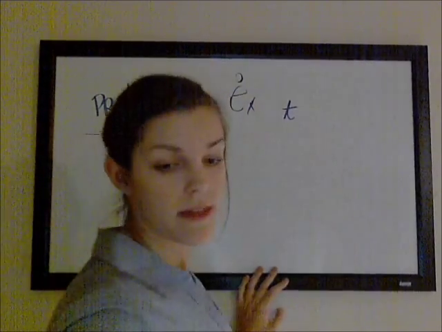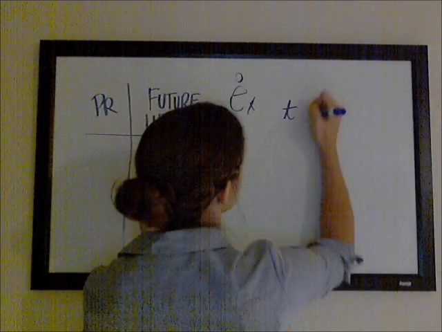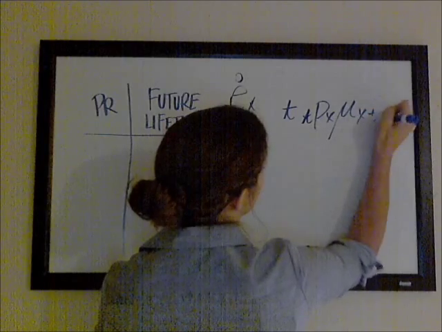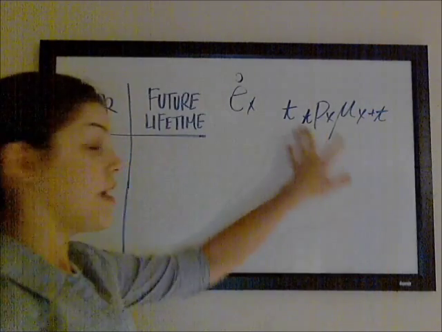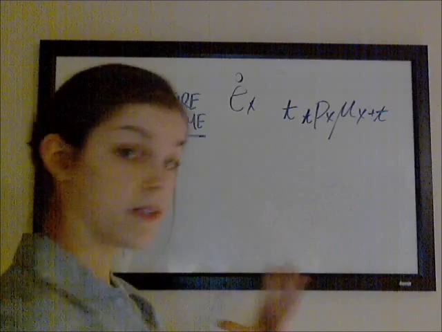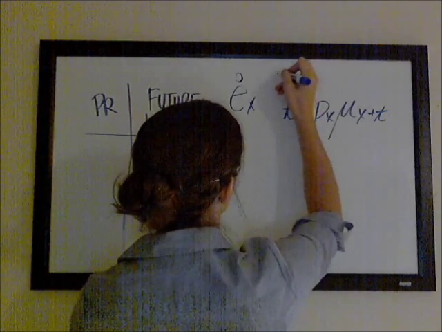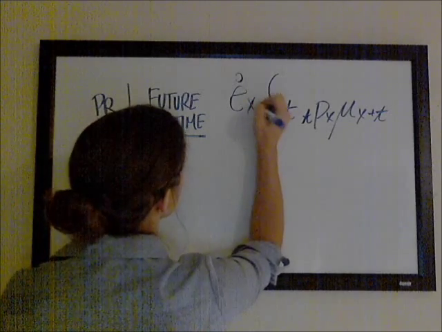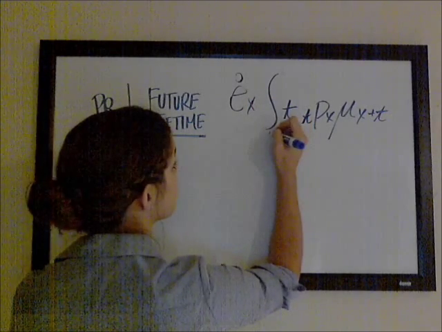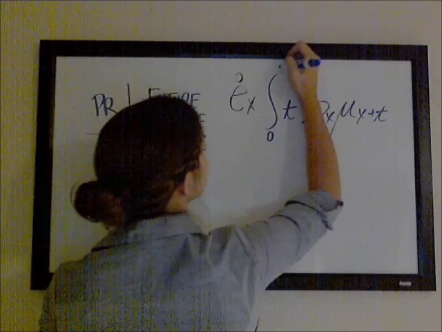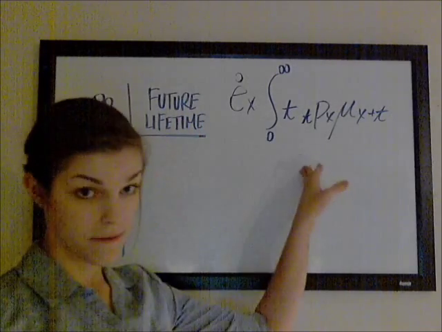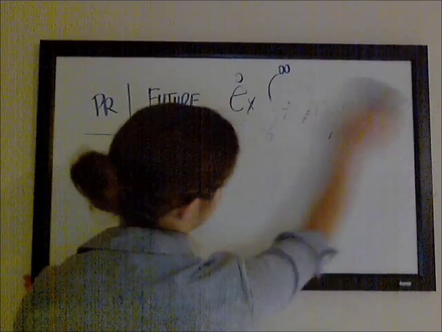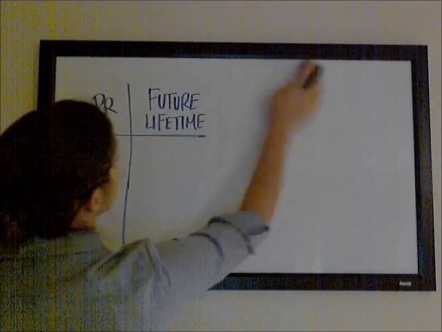Well now, since it's continuous, we're going to use the probability density function for the future lifetime at t. And we know that that is tpx mu x plus t. Okay, now we just want to sum all this up. It's continuous, so we're going to integrate. And it's for the rest of their lives, so future lifetime from 0 to infinity. So really very similar to the curtate case.